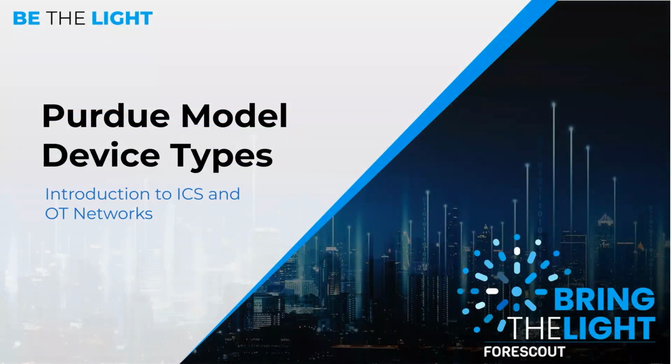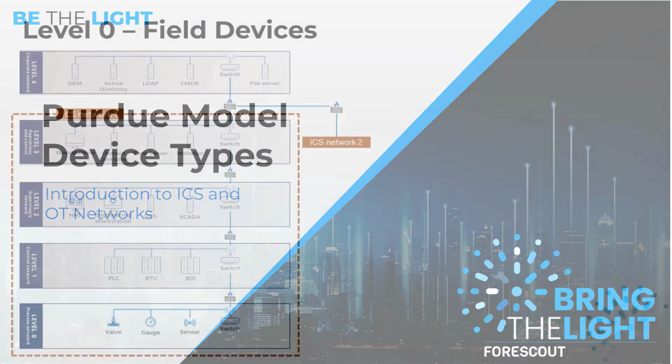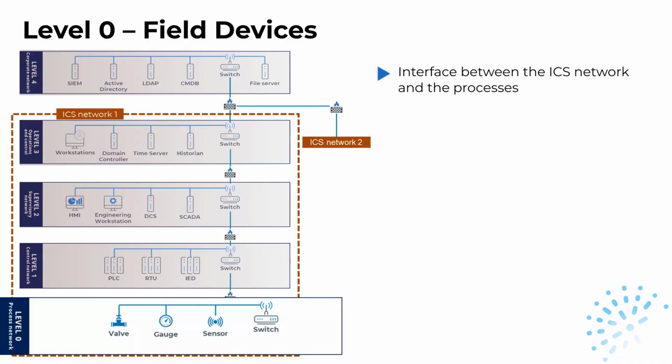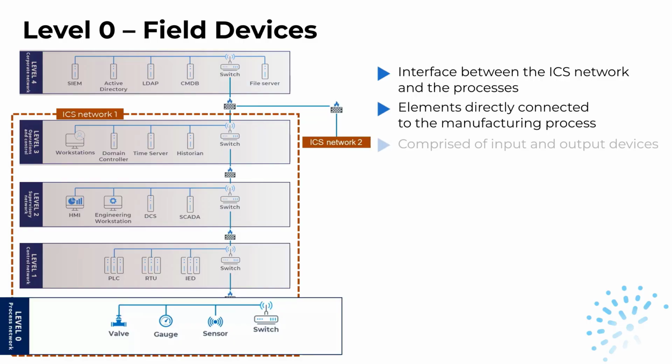In Lesson 4, we'll cover the different device types found in each level of the Purdue model. The field devices are located at the lowest level of the Purdue model, level 0. They provide a direct interface between the ICS network and the processes. They are the actual devices in an ICS network performing mechanical operations.